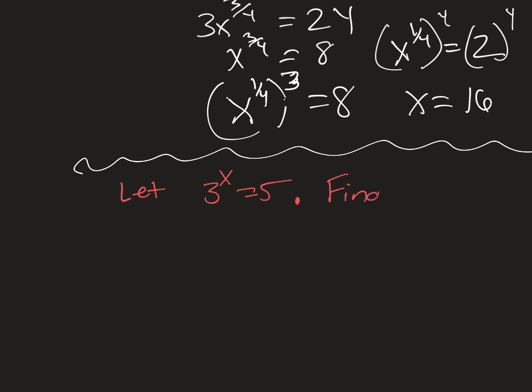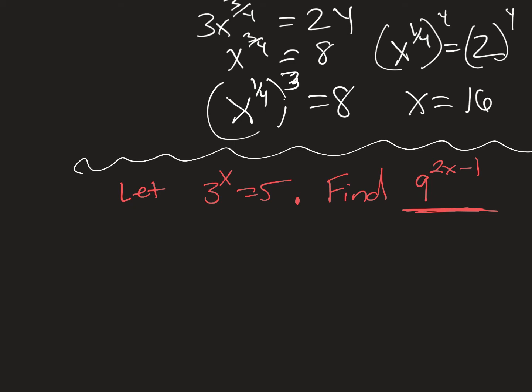Find 9 to the 2x minus 1. Okay, we did some of these problems in the worksheet. Again, we need to solve for 9 to the 2x minus 1, and I want to get it such that I can plug in for 3 to the x, which is 5. So this is a matter of using the laws of exponents to undo this base to a power.